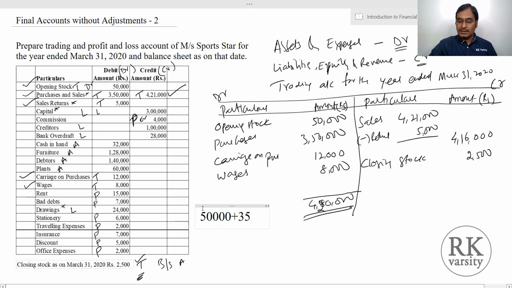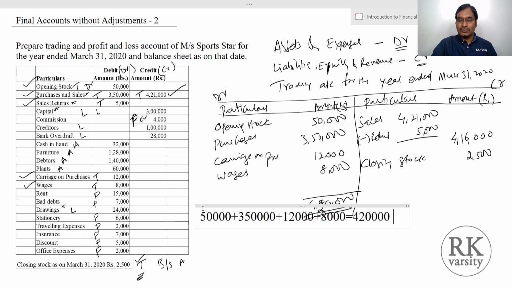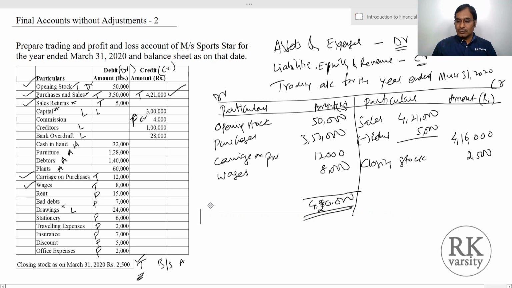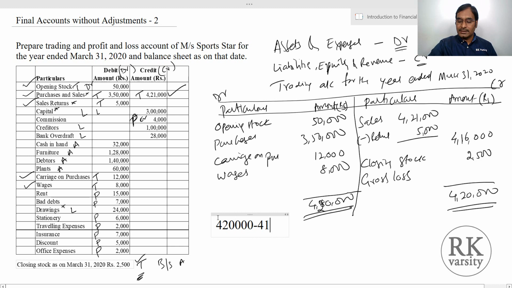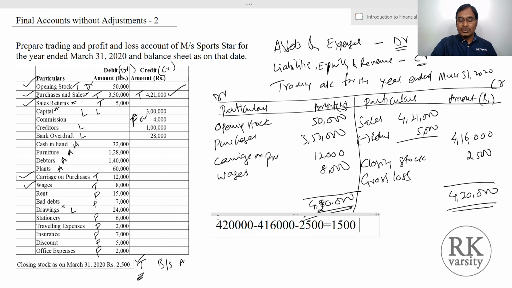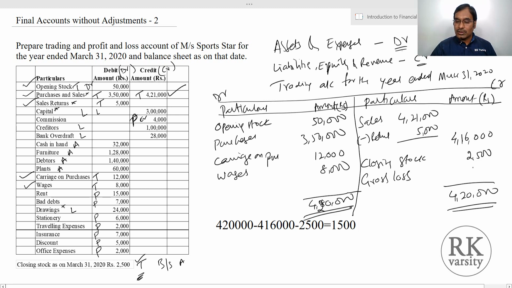50,000 plus 3,50,000 plus 12,000 plus 8,000. So this equals 4,20,000, right? So we balance this here, 4,20,000. As our expenses are high and revenue is less, we incurred a gross loss. So our gross loss is 4,20,000 minus 4,16,000 minus 2,500. So this comes to 1,500. So our gross loss is rupees 1,500.